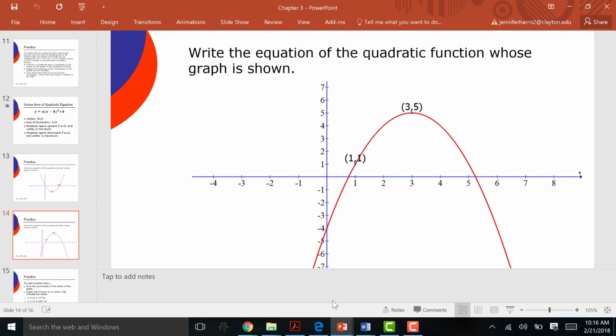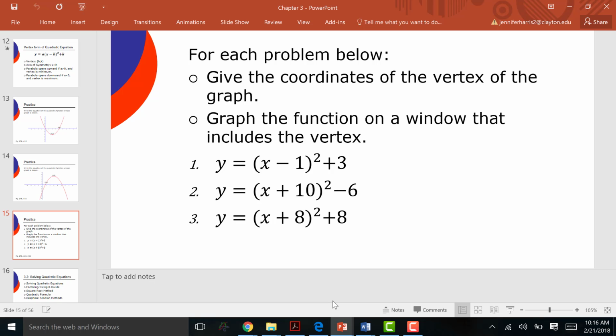Alrighty, questions? Alrighty, here we go. Your turn. Give the coordinates of the vertex and then graph the function on a window that includes the vertex. So based upon what you know, this is vertex form, looks like this. I want to know what's the vertex, the point for this one. Tell me what the vertex is.